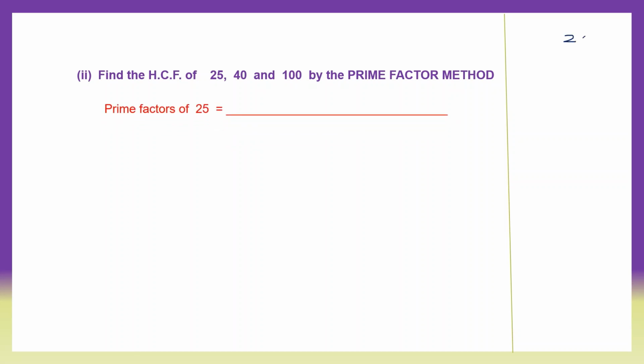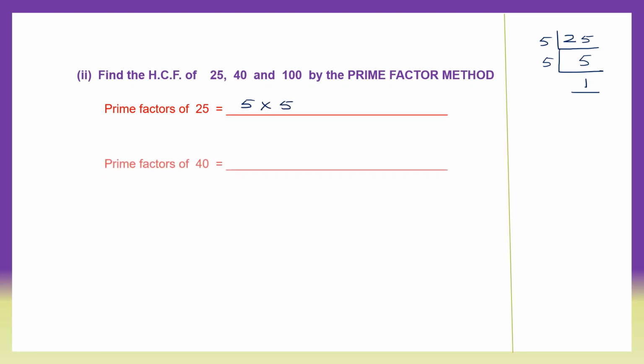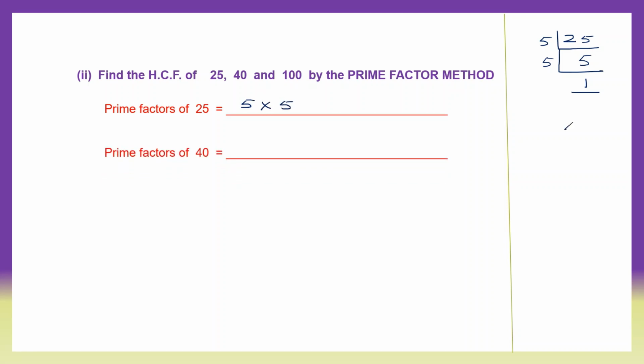And that means we're going to divide 25 by prime numbers. 5 is a prime number. 5 5s are 25. So that is 1. So the prime factors of 25 are 5 into 5. Next is prime factors of 40. So let's find the prime factors of 40.